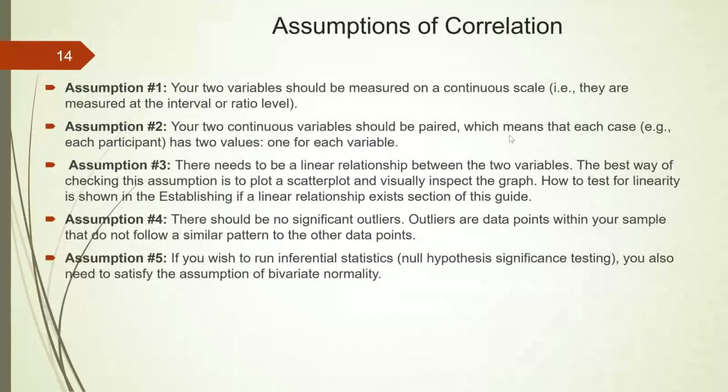I'm not going to read them all, but the assumptions of correlation are 5. And one is that the two variables should be measured on a continuous scale. If they are not, you cannot use correlation. You would have to use a non-parametric test. They should be paired, meaning the two variables come from the same person or situation, and so on.